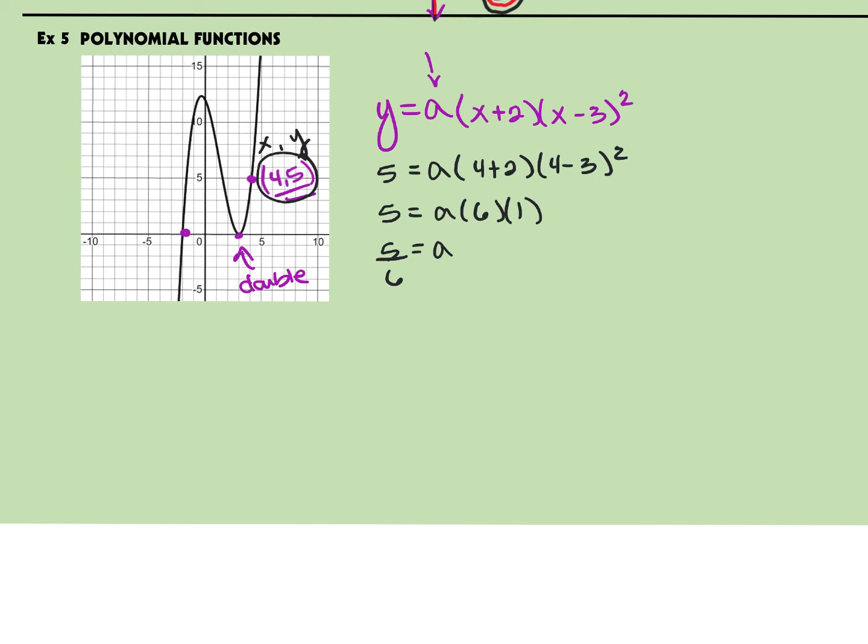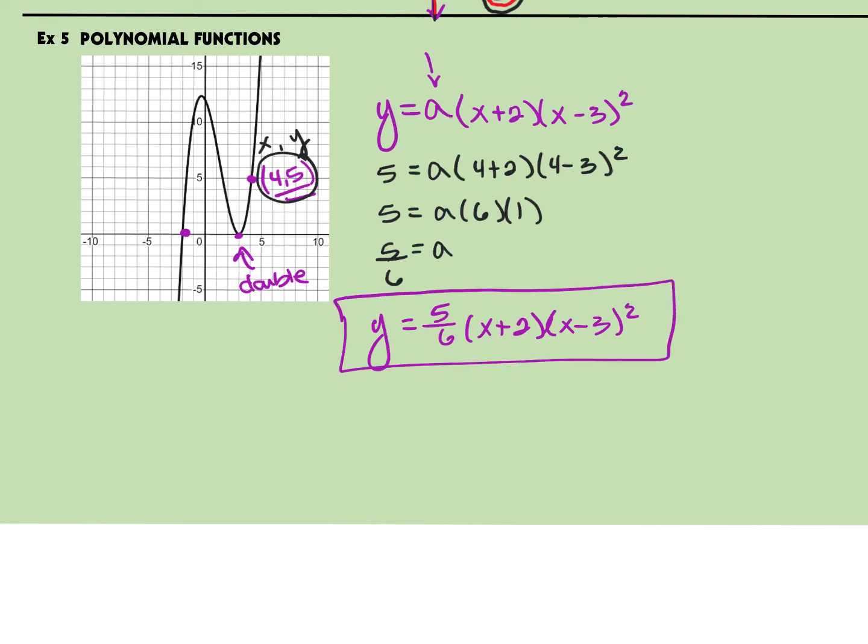So the final answer for my actual polynomial is y equals 5/6, x plus 2, and x minus 3 quantity squared. Now, if the directions said to simplify, you would actually need to FOIL this whole thing out and expand everything. But oftentimes I don't actually ask you to do that, especially when we have a weird leading coefficient. And that's all that we've got on that one.